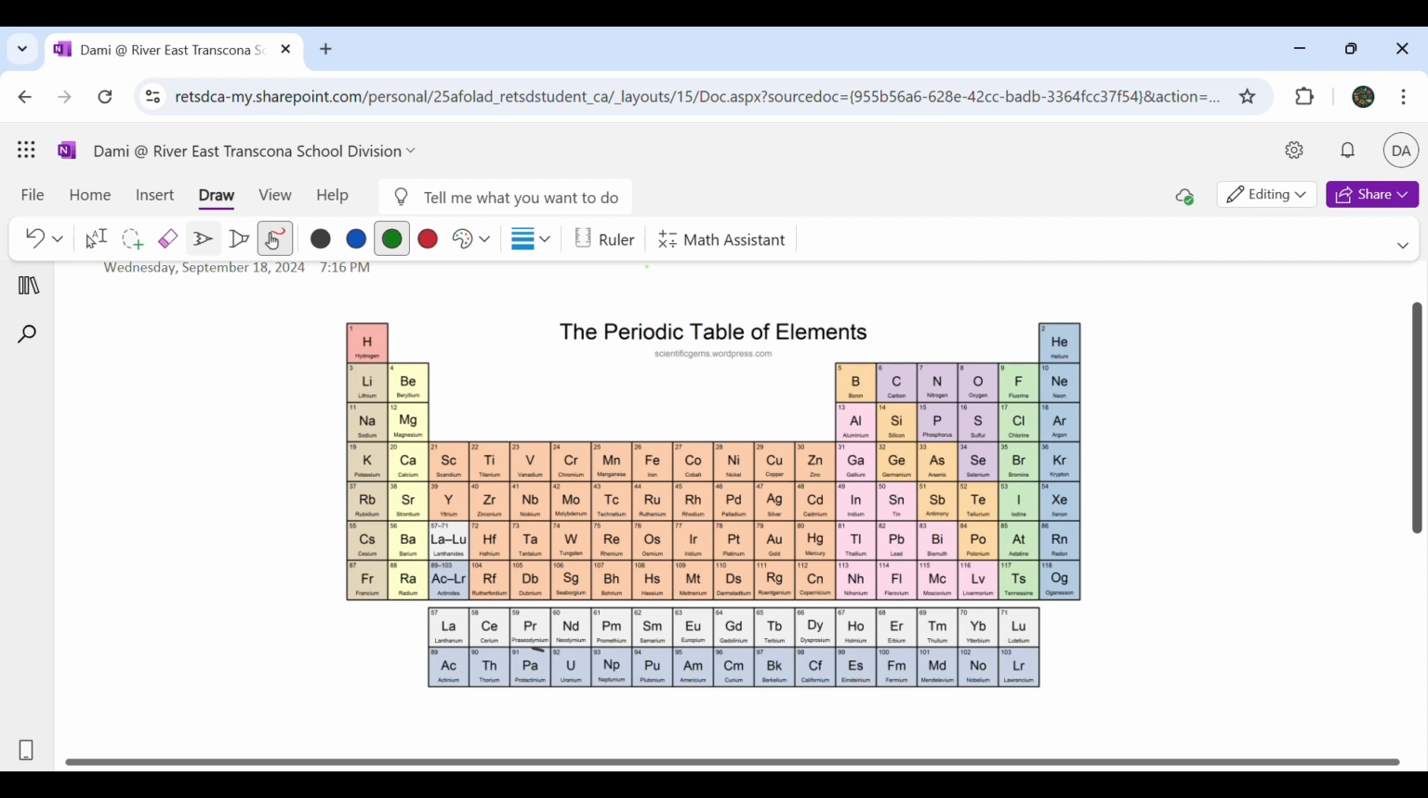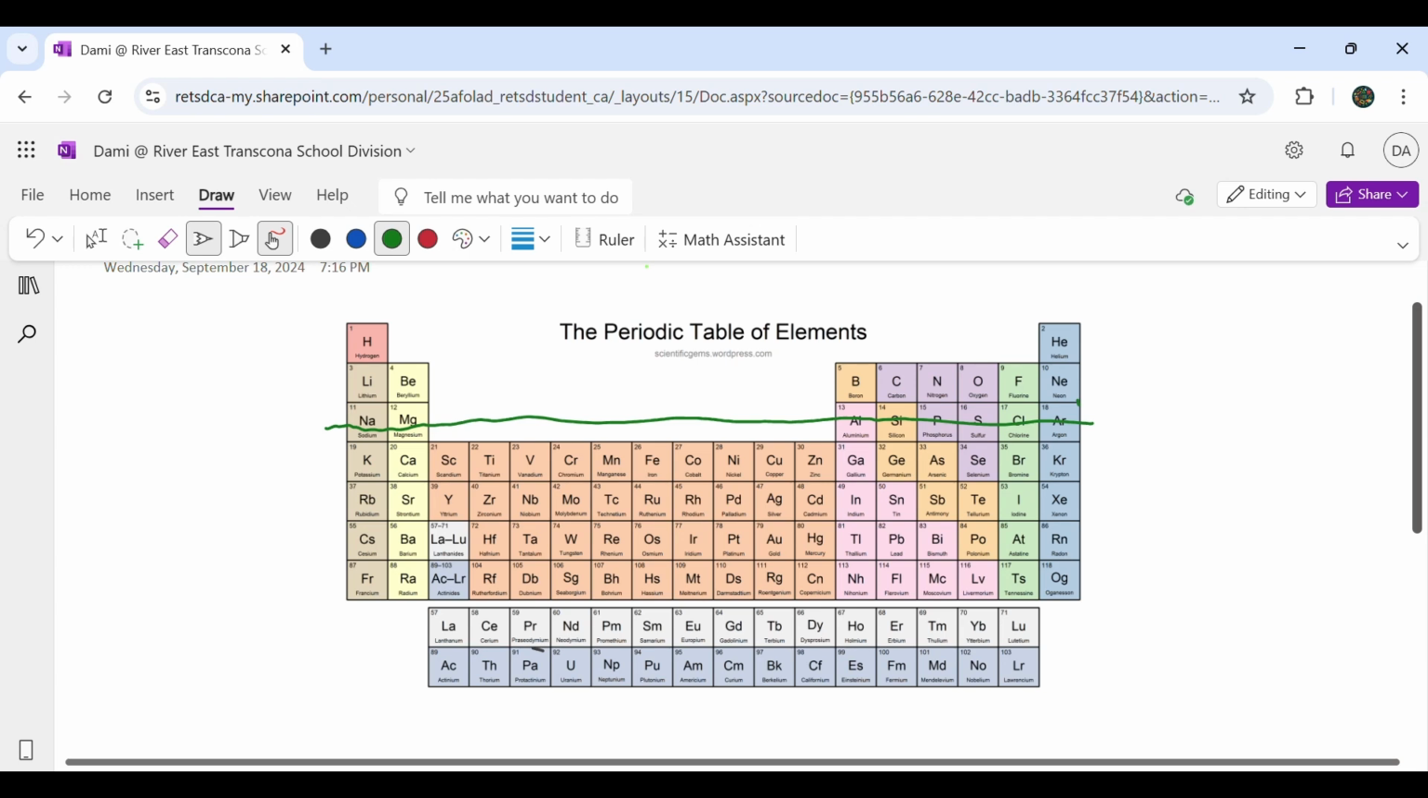They don't have names. Properties change gradually across a period, so they go from reactive metals all the way to non-metals. For example, elements in period 3 right here: sodium, magnesium, all the way to argon, and their properties shift as you move across.